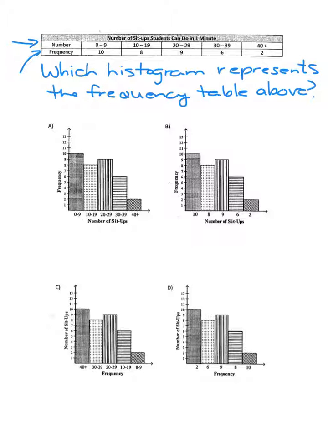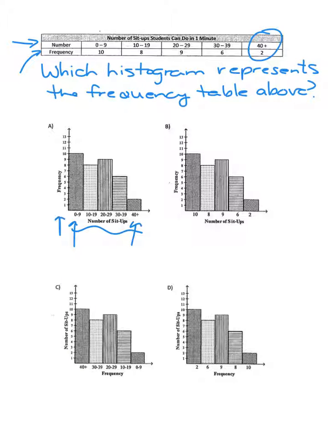So we need to find first, probably the easiest way, you can just start anywhere. I'm going to start all the way on the right. So I should have 40 plus as my last number of sit-ups. Let's take a look at each example one at a time. In letter A, I have a frequency that goes from 0 to 13. That looks pretty good. My number of sit-ups so far, I have the right bars. I have 0 to 9, 10 to 19, 20 to 29, 30 to 39, and 40 plus. So that looks like it's labeled correctly.